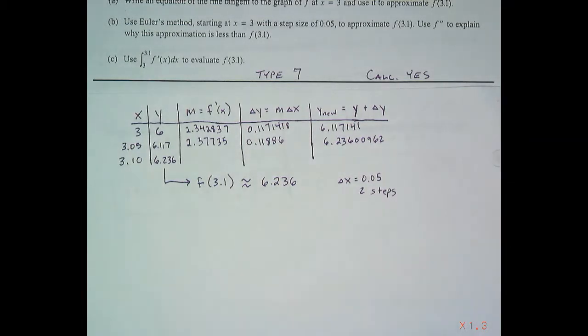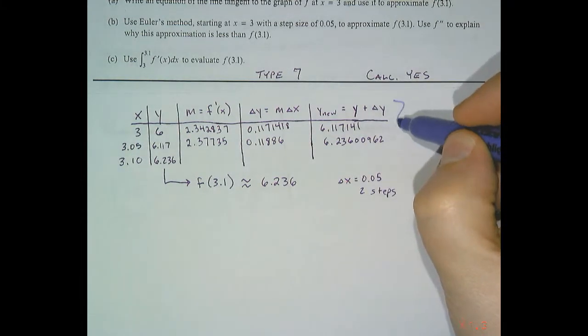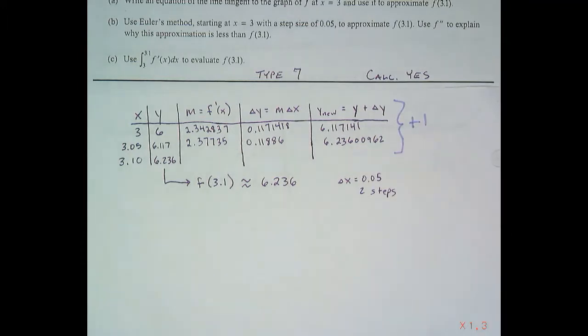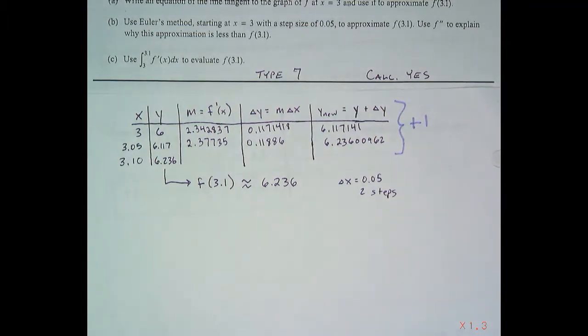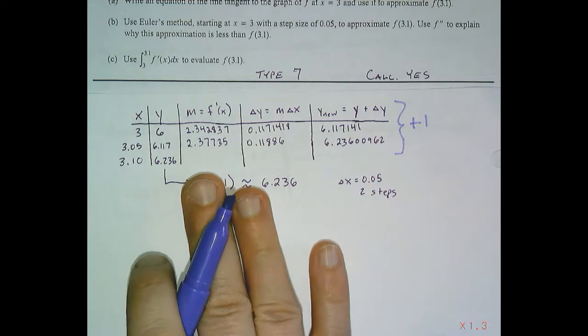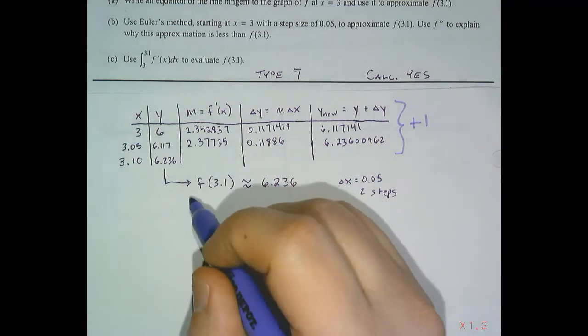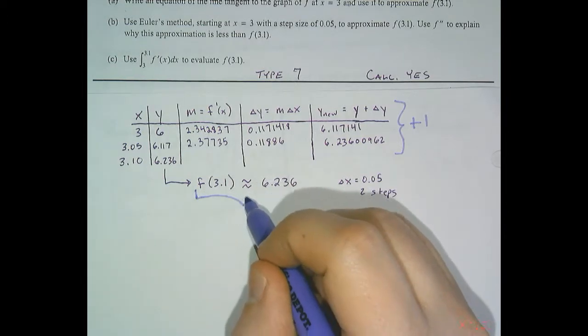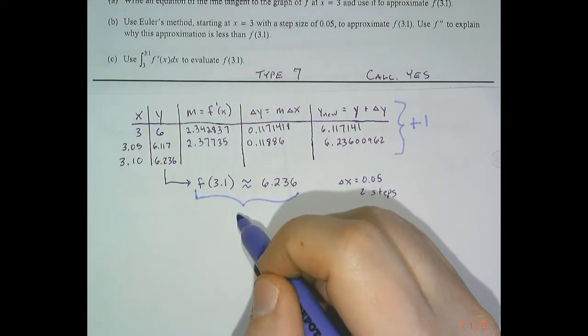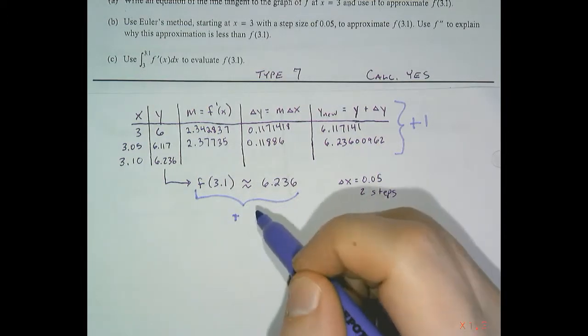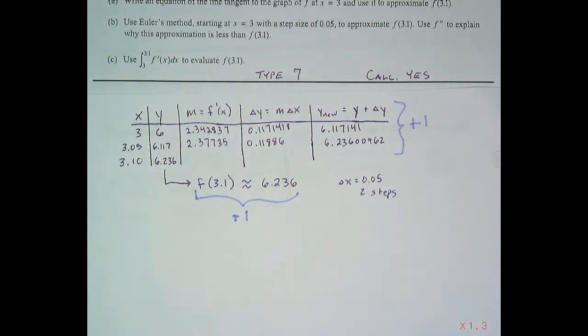So this part of the problem is worth 2 points. The first point comes from using Euler's method or some sort of Euler's method table. There's different approaches, as long as you're demonstrating an understanding of Euler's method. And then your second point comes from correctly getting the value approximation for f of 3.1. So there's our 2 points for part B.